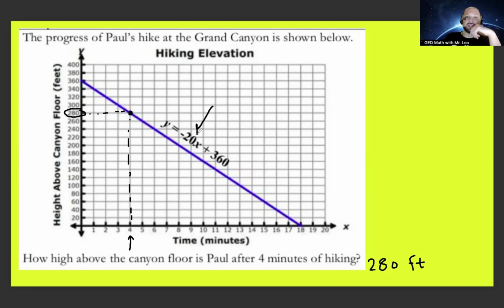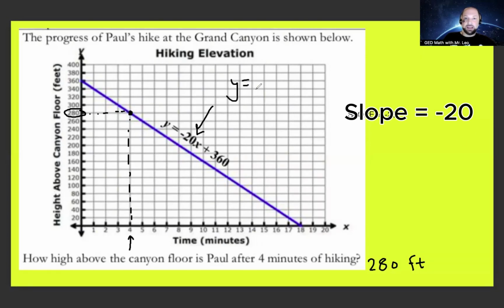The slope here is -20. Let's write that out. The slope is -20. So what does that mean? That means he's descending 20 feet every minute. The line is coming down. And you can see here, every minute it's going down 20. 360 to 340 to 320 to 300 to 280. It's dropping -20, -20, -20, -20. The slope is -20.